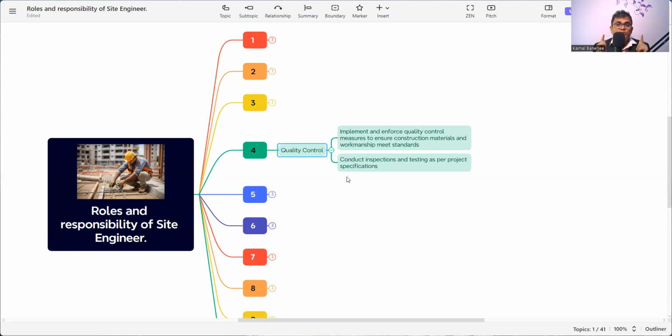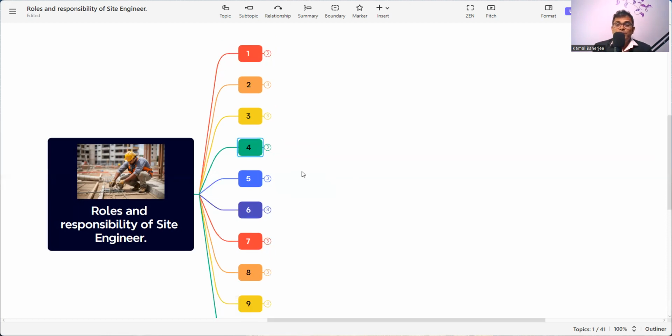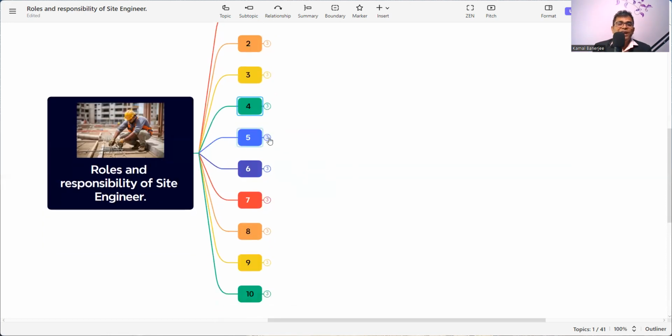So the first point of quality control is the site engineer. In order to maintain the quality, you need to know the requirements of the project, the material testing procedure, everything, so that you can verify that your work is as per the quality you have ensured, and hand it over to the quality control department or the client for their inspection. So this quality control also is a role and responsibility of a site engineer.